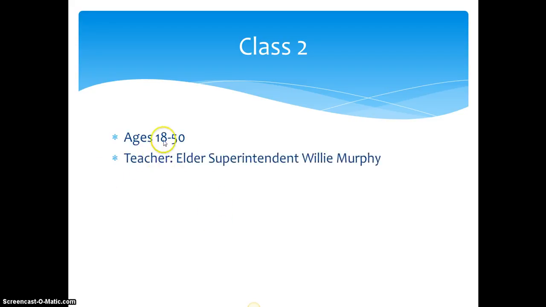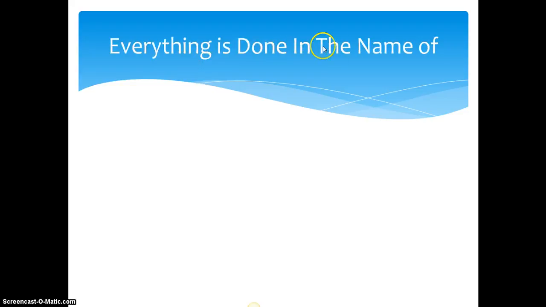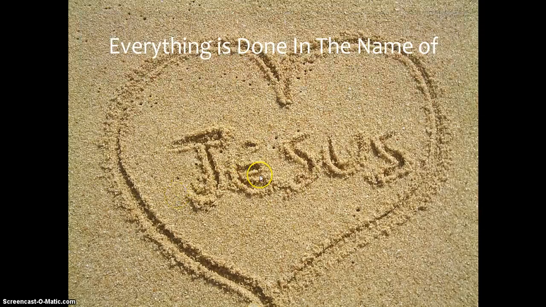Now we have class 2. Click again, ages 18 to 50. And you notice that these animations were different. Now we click again, we go to the next slide. Now we click here and we have everything is done in the name of, and we click, and it'll be Jesus that appear. And then we'll click to end this.